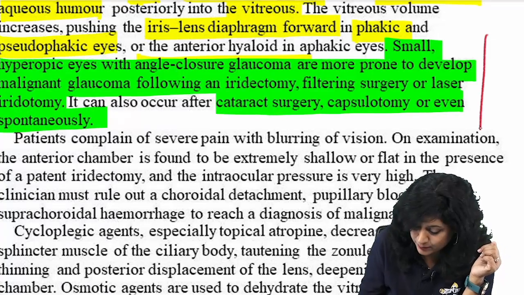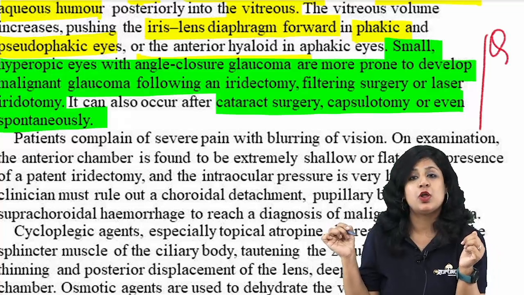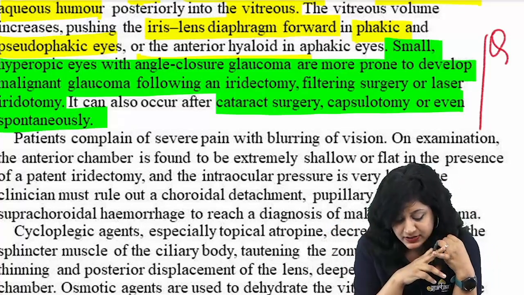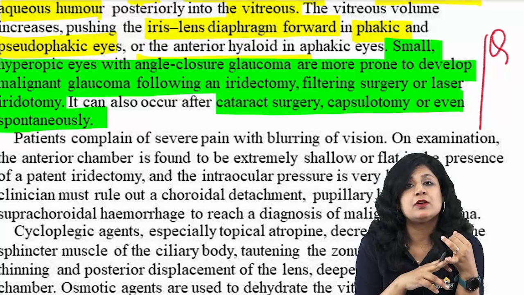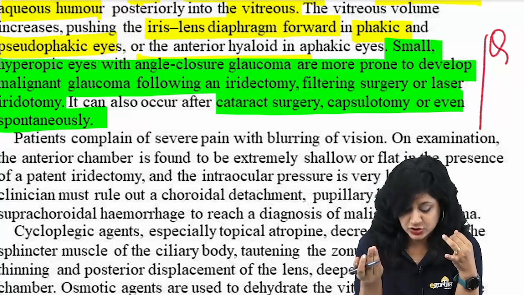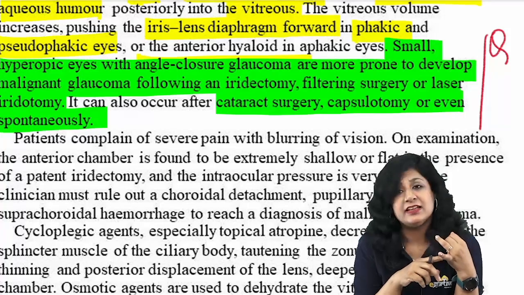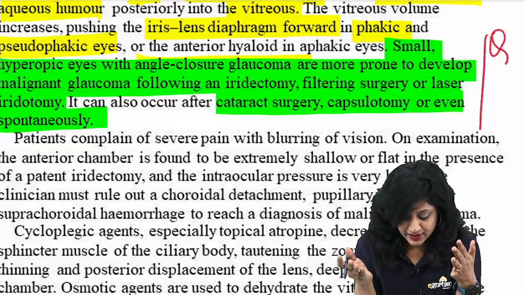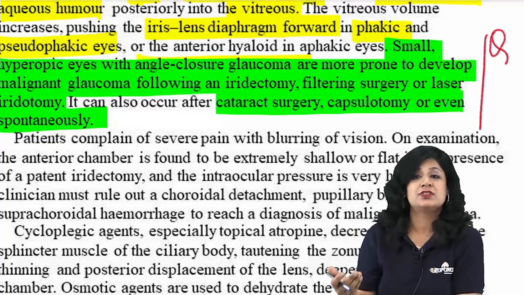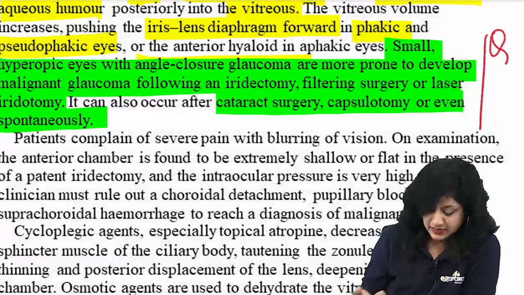So these are your important causes of malignant glaucoma, especially the small eyes that have angle closure glaucoma, very prone to develop this malignant glaucoma because already their angle is shallow. Following any surgery that we are performing like iridectomy or filtration surgery or laser iridotomy, it can occur, and also after cataract surgeries, capsulotomies, like anything.